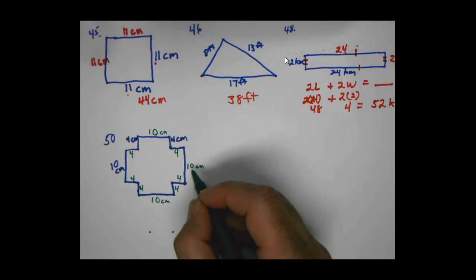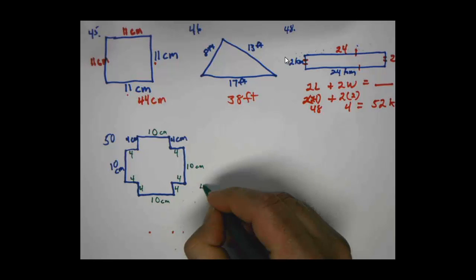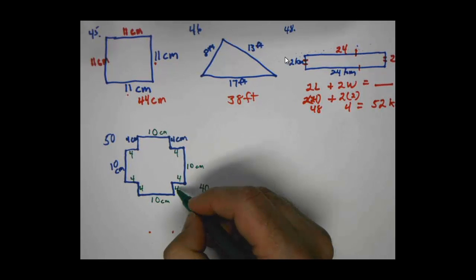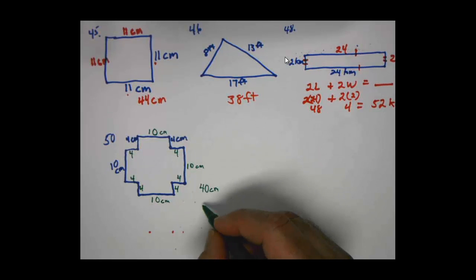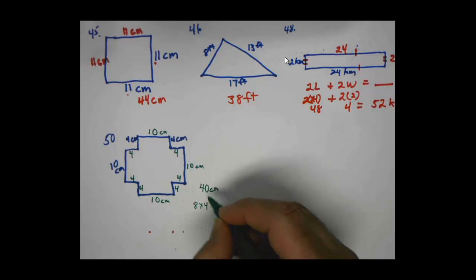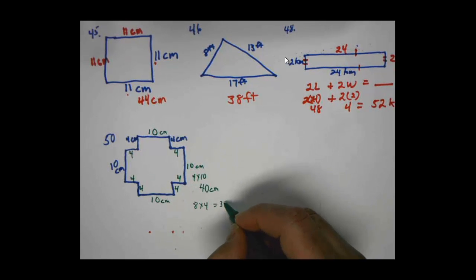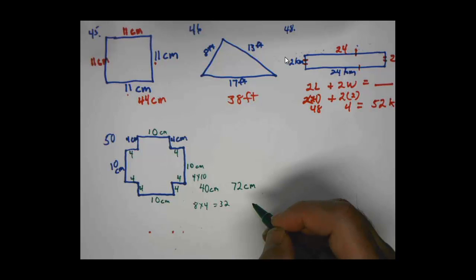When we do that, all of my big sides, I got 1, 2, 3, 4. That gives me 40, because we're 4 times the 10. And I have 1, 2, 3, 4, 5, 6, 7, 8. So I have 8 times 4, and I had 4 times 10. So I would have another 32, and then I can add those together to get a total of 72 centimeters.